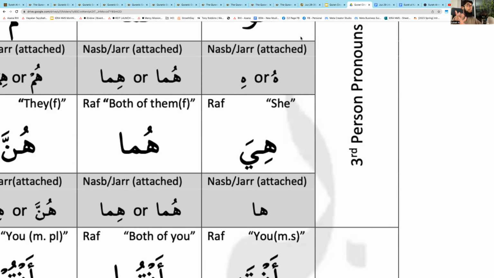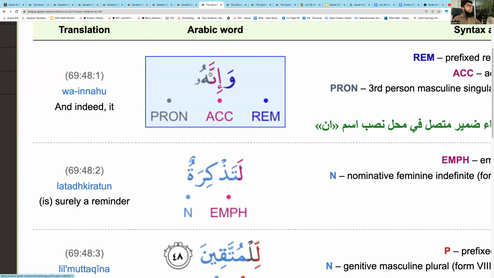The exception is if something comes after inna, it becomes one of these, as opposed to you saying huwa. So that's the advanced rule. If you know it, great. If you don't, don't worry about it. So innahu, so indeed it, or indeed he.